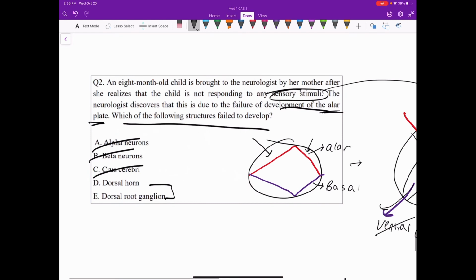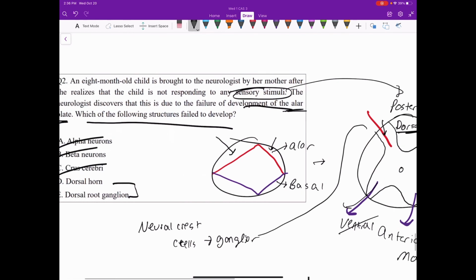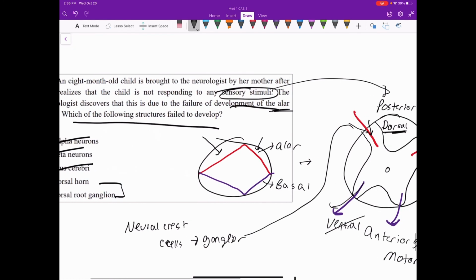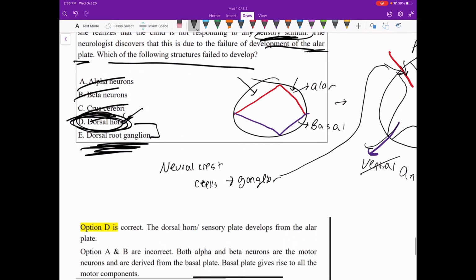What do we know about the dorsal root ganglion? Well, the dorsal root ganglion doesn't come from the anterior gray horn. It comes from the neural crest cells. The neural crest cells form that ganglion, and that ganglion then could go through the posterior gray horn. But what is it going to pass through? It's going to pass through the dorsal horn. The dorsal horn is the thing that's receiving all of the stimulus. So if you're not responding to sensory stimuli, you have a defect in the dorsal horn. Who cares if the roots are there or not? You can't receive them. So it doesn't matter. If you can't receive them, or if you can't know that you're receiving them, this is the only thing that could be the answer. See if we're right?